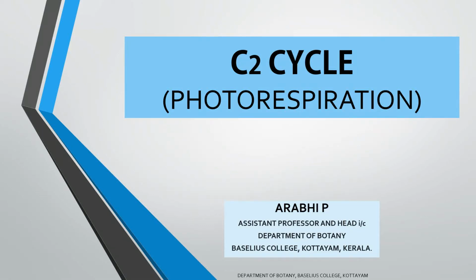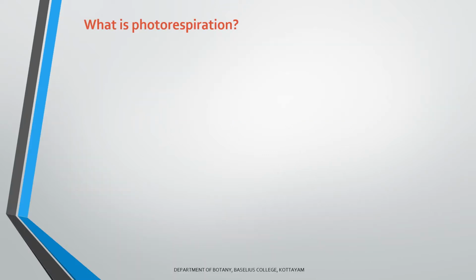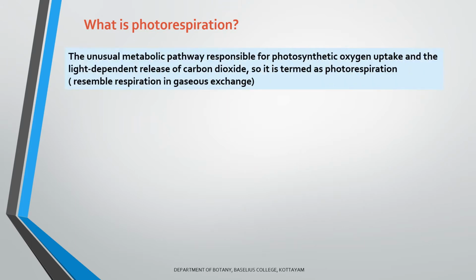Hi dear students, in this video I am going to explain C2 cycle or photorespiration, which is an unusual process taking place in photosynthetic tissues. What is photorespiration? It is an unusual metabolic pathway responsible for photosynthetic oxygen uptake and the light dependent release of carbon dioxide. So it is termed as photorespiration.